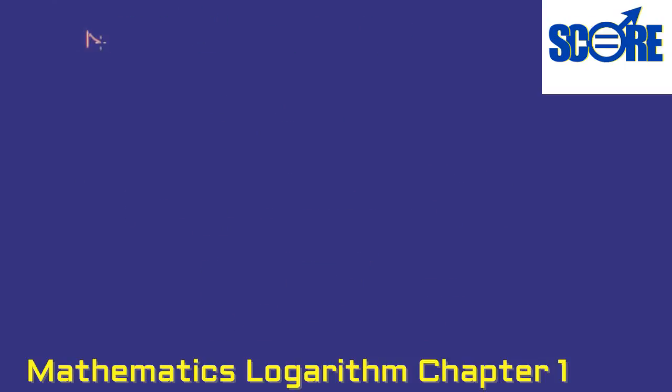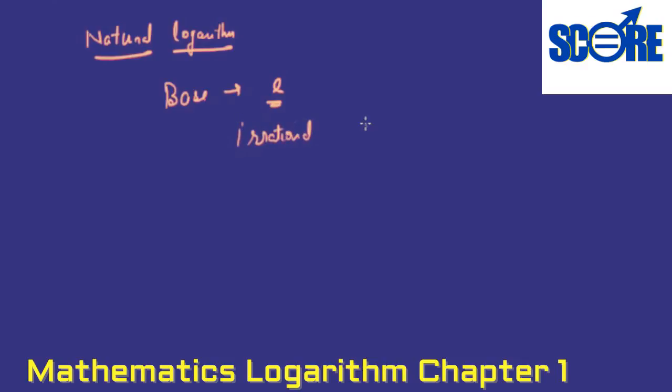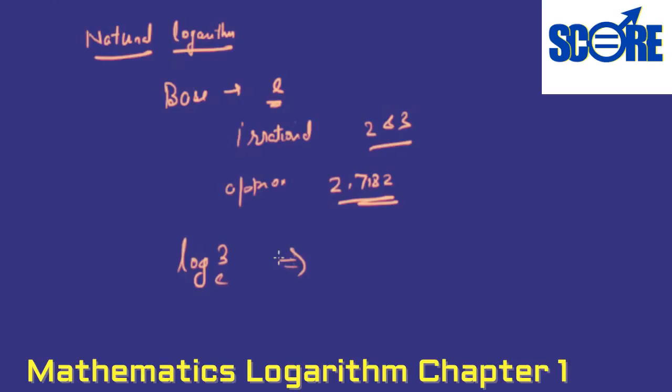And there is one more base which is called the natural logarithm. The base here is called e. The value of e is an irrational value which is between 2 and 3. Approximate value of e is 2.7182. Right? And the way we write log 3 to the base e is ln 3. If the word ln is used, it means the base is e here. This is the natural logarithm.